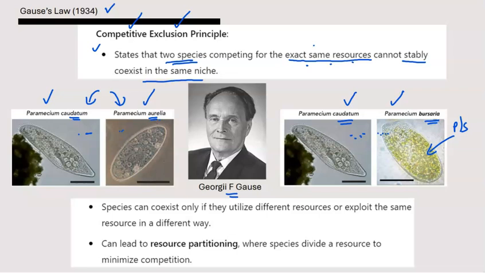So species can only coexist if they utilize different resources or exploit the resources in a different way. And that different way can also include time. So exploiting the resource at a different time.